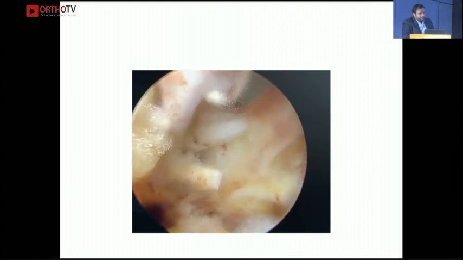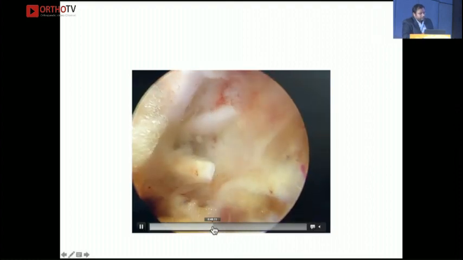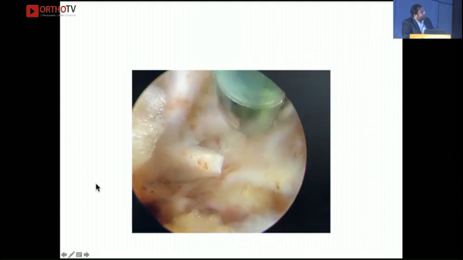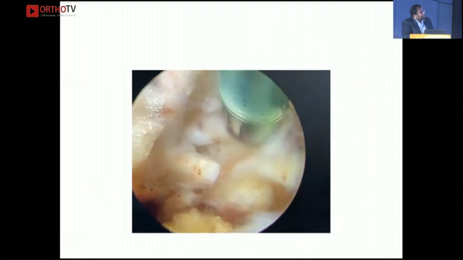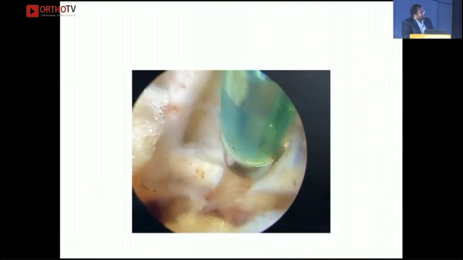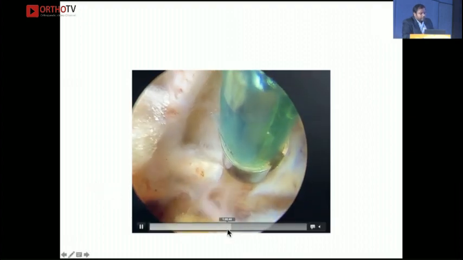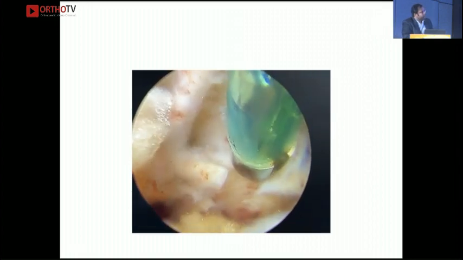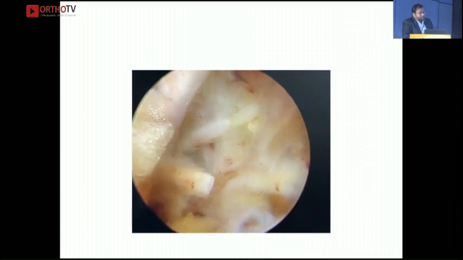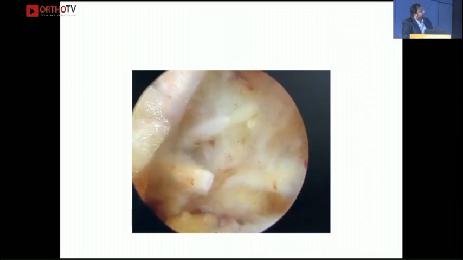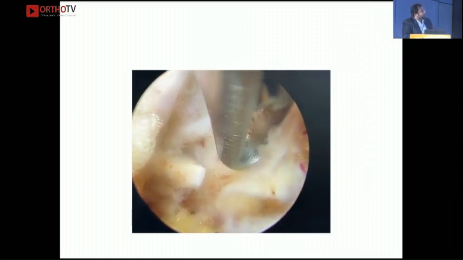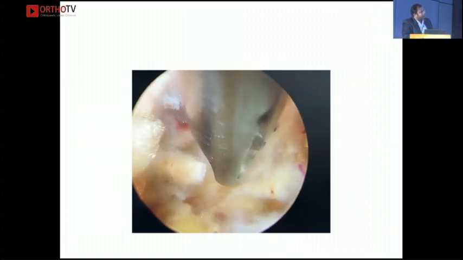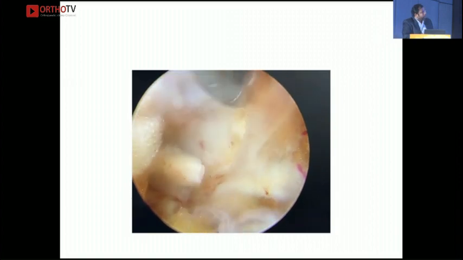I'll just fast forward a little bit. Then we introduce the RF probe. We coagulate under vision, and we make a lesion there in the medial branch. You can see the lesion is being nicely made. Then with the annular cutter, we try to cut the medial branch.